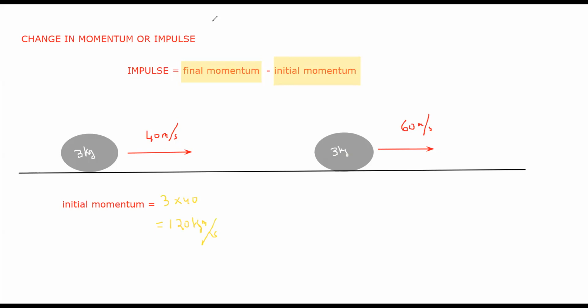Then we will find the final momentum, which is also a product of mass and velocity. So mass is 3 kilogram, but the velocity is 60 meter per second. So 3 multiplied by 60 is equal to 180 kilogram meter per second. So we have the initial momentum and we have the final momentum. The question is to calculate impulse. Impulse means the change in the momentum.